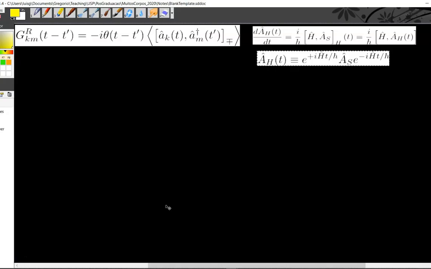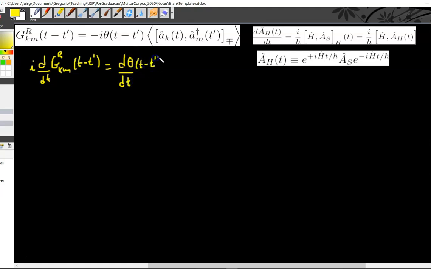All right, so let's start by reviewing the definitions. This is the retarded Green's function, which I want to get the equation of motion for. And these are the operators in the Heisenberg picture, just to remind ourselves. So let me start by differentiating this with respect to t. This is G_KM(t minus t prime), and I'm going to multiply by i. That will be made clear later, but the first thing is to get rid of this i here. So I get just dθ/dt (t minus t prime).